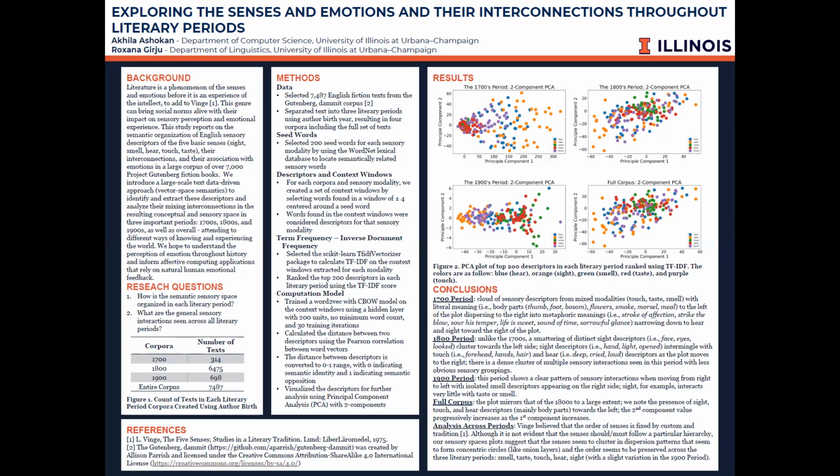We also selected a set of 200 non-overlapping seed words that are semantically and morphologically linked to each of the 5 sensory modalities with the help of the WordNet lexical database. And these seed words were used to select context windows for each of the sensory modalities, which form the data for our vector space semantics model.